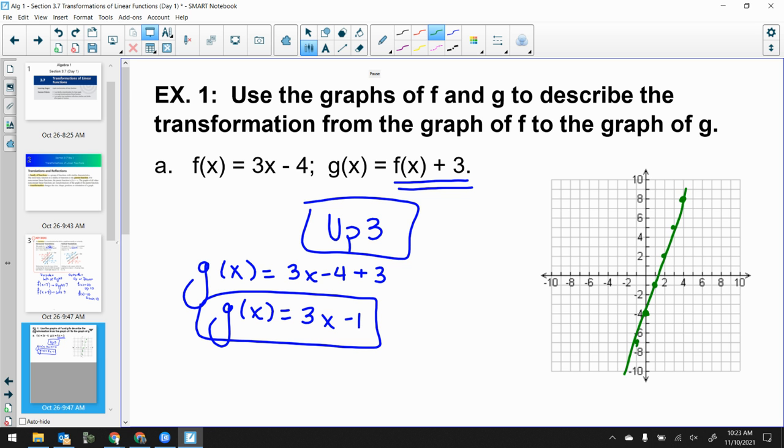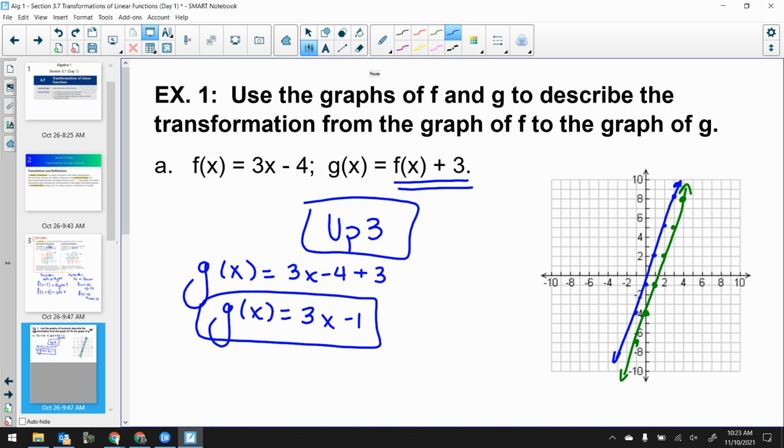So there's my line. Visually, without even graphing g of x yet, wouldn't I just take this line and go 1, 2, 3, right? So let's verify that that's going to happen by graphing our new line. Our new line has a y-intercept of negative 1, slope of 3. Do we see the same line just shifted up 3 units?